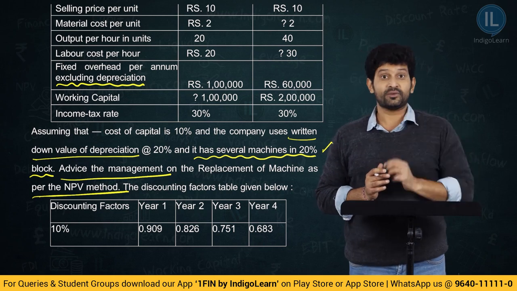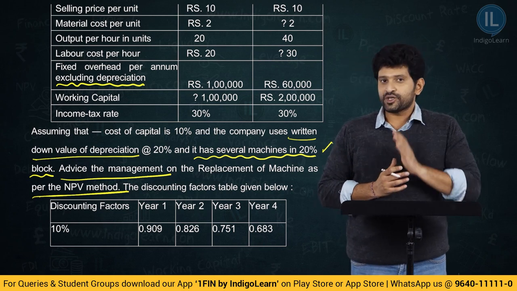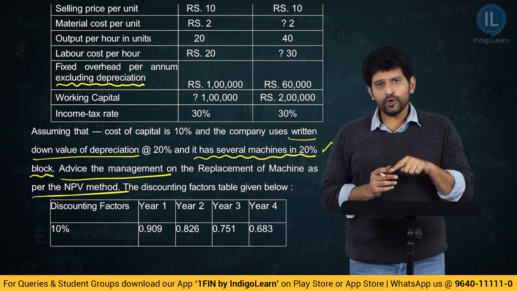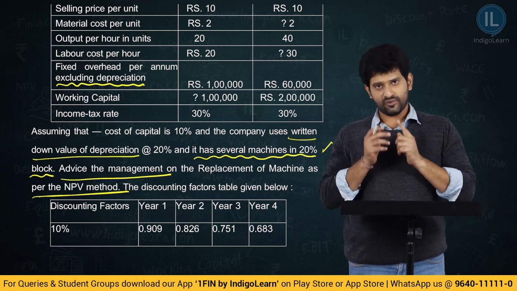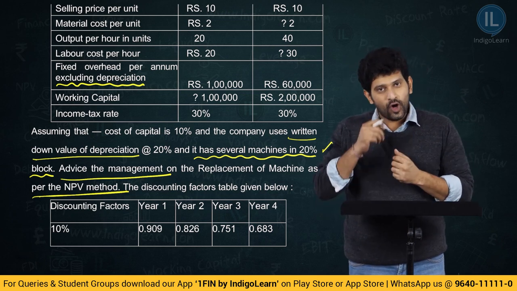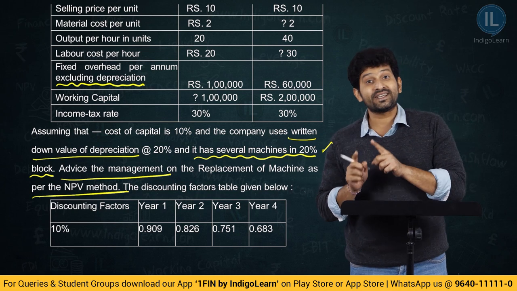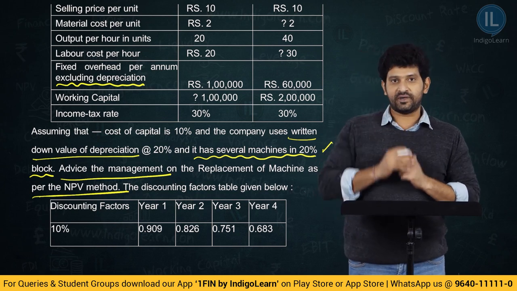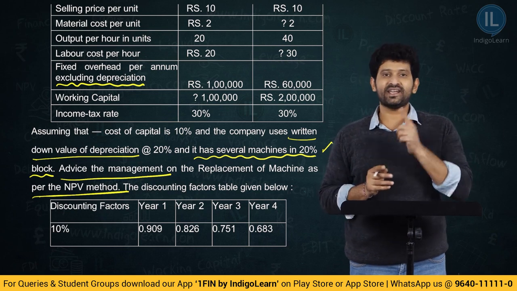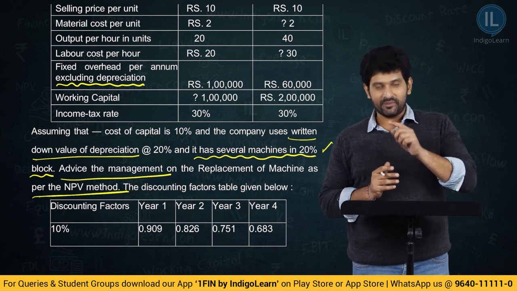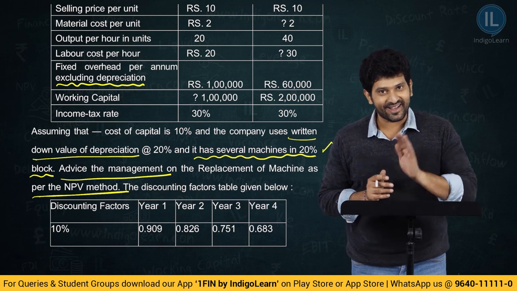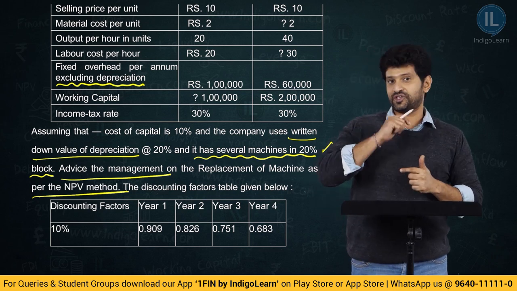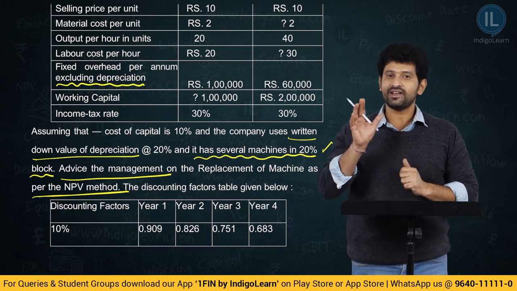Coming to the first one, the most important one, computation of present value of incremental CFAT. Now, to compute present value of incremental CFAT, firstly we want what is incremental CFAT. To know what is incremental CFAT, we should know what is incremental CFBDT. So, if we compute incremental CFBDT, from that minus incremental depreciation will give us incremental PBT. Minus tax, don't say incremental tax, minus tax will give us incremental PAT. Add back the incremental depreciation will give us incremental CFAT.